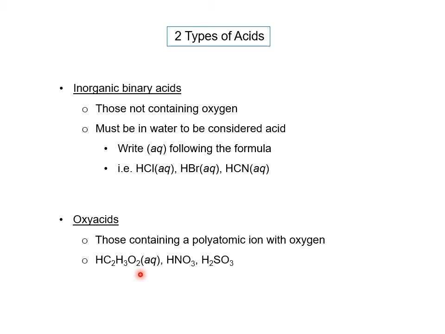So for acetic acid only, in order for it to be considered an acid, it needs to be followed by AQ. Otherwise, with the other oxyacids, we do not have to write AQ following the name. It's just implied that they occur in water. So we still name them as an acid, even if it doesn't say AQ. However, for the binary acid, it has to say AQ in order for it to be named as an acid.